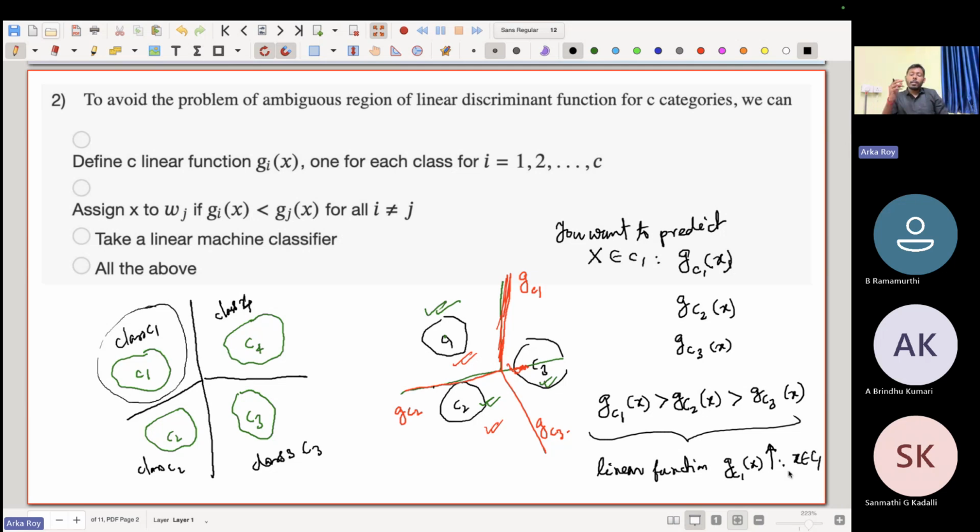So for your data to belong to that particular class, the discriminant function for that class evaluated on that data should yield the highest value. Only then can you say that that particular sample belongs to so and so class. So let us see what options they have given. The first option states: define C linear functions Gi.